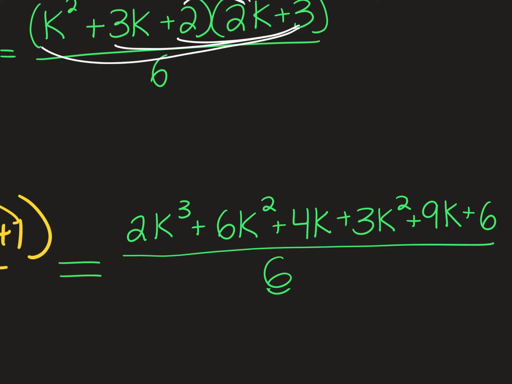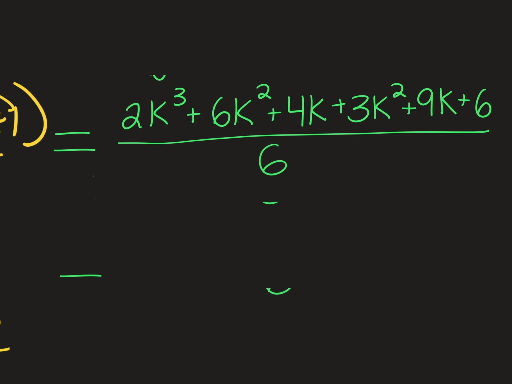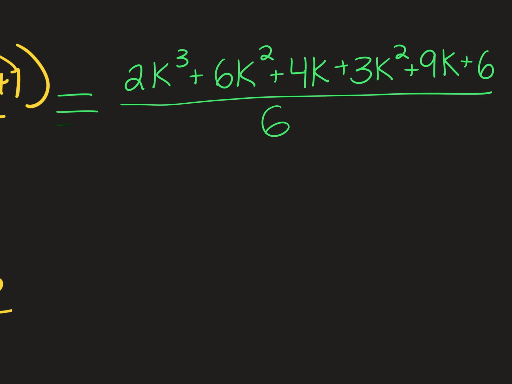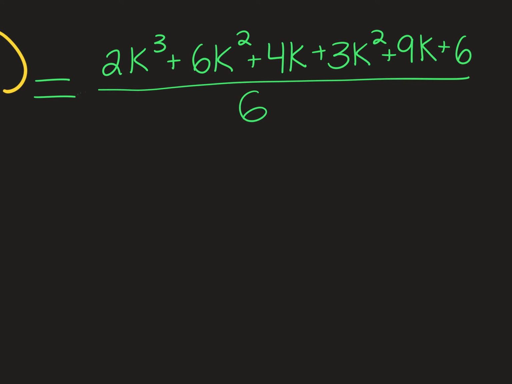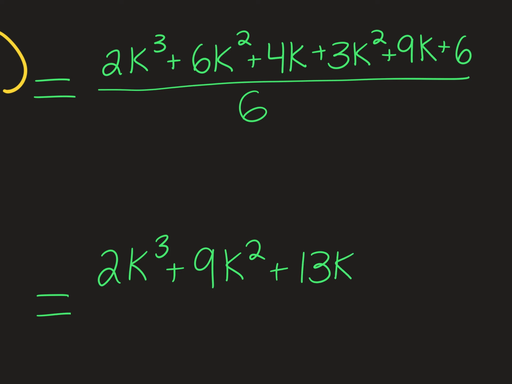And then at this point, kind of in the same place we were a moment ago, we can just start combining like terms. I'm trying to keep this lined up with what I had before. So equals, okay, combine like terms. So we were going to have 2k cubed. Then I have 6k squared plus 3k squared is 9k squared. And then 4k plus 9k is 13k plus 6, all divided by 6.